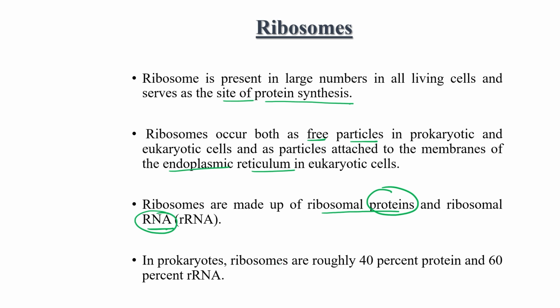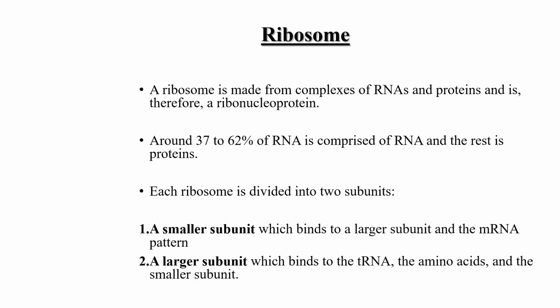So in prokaryotes, ribosomes are roughly 40% protein. So 40% protein plus 60% RNA. By this trick, we can learn this. Okay, 40-60 PR. 40% protein while 60% RNA. Now, our ribosome is made up of a complex of RNA and protein and therefore we use the term ribonucleoprotein. And around 37 to 60% is RNA and the rest is protein.